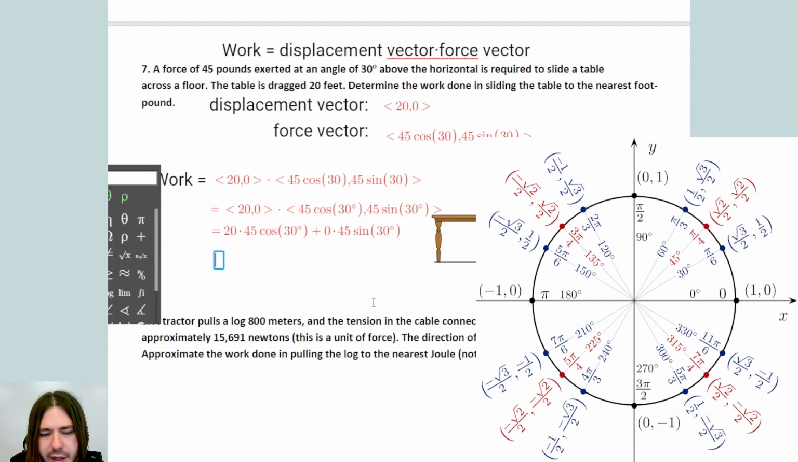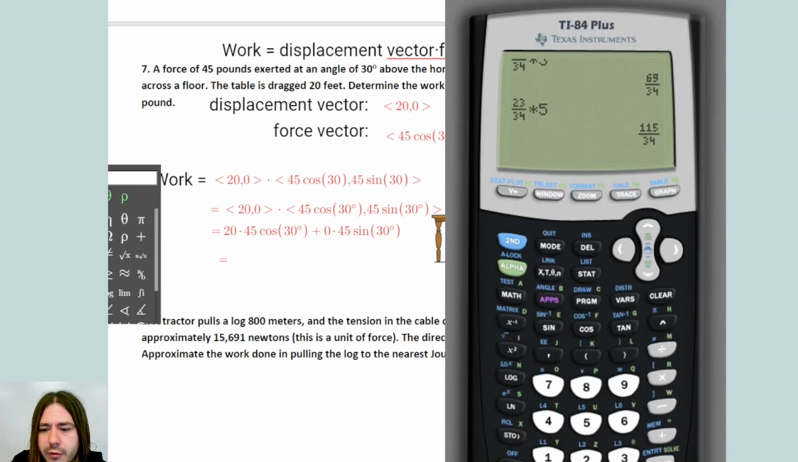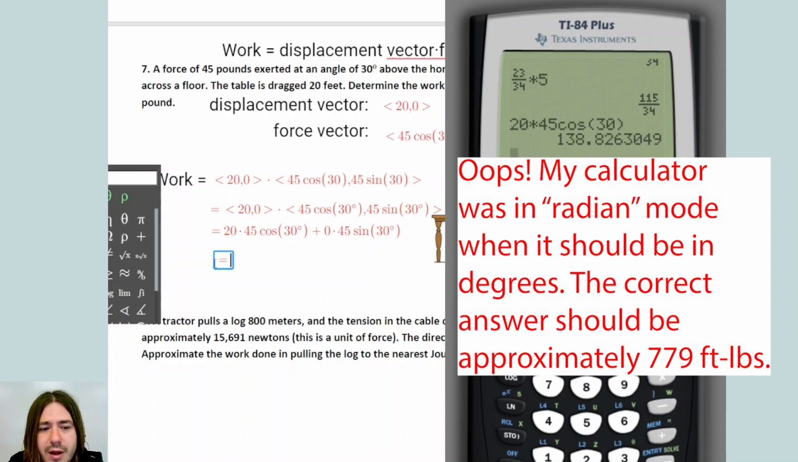Let's go ahead and throw this in the calculator. We've got 20 times 45 times the square root of 3 over 2. We could give an exact answer here since it is one of those common angles, but I'm just going to get a rounded answer. So we've got 20 times 45 times the cosine of 30 degrees, and we get approximately 138.826.